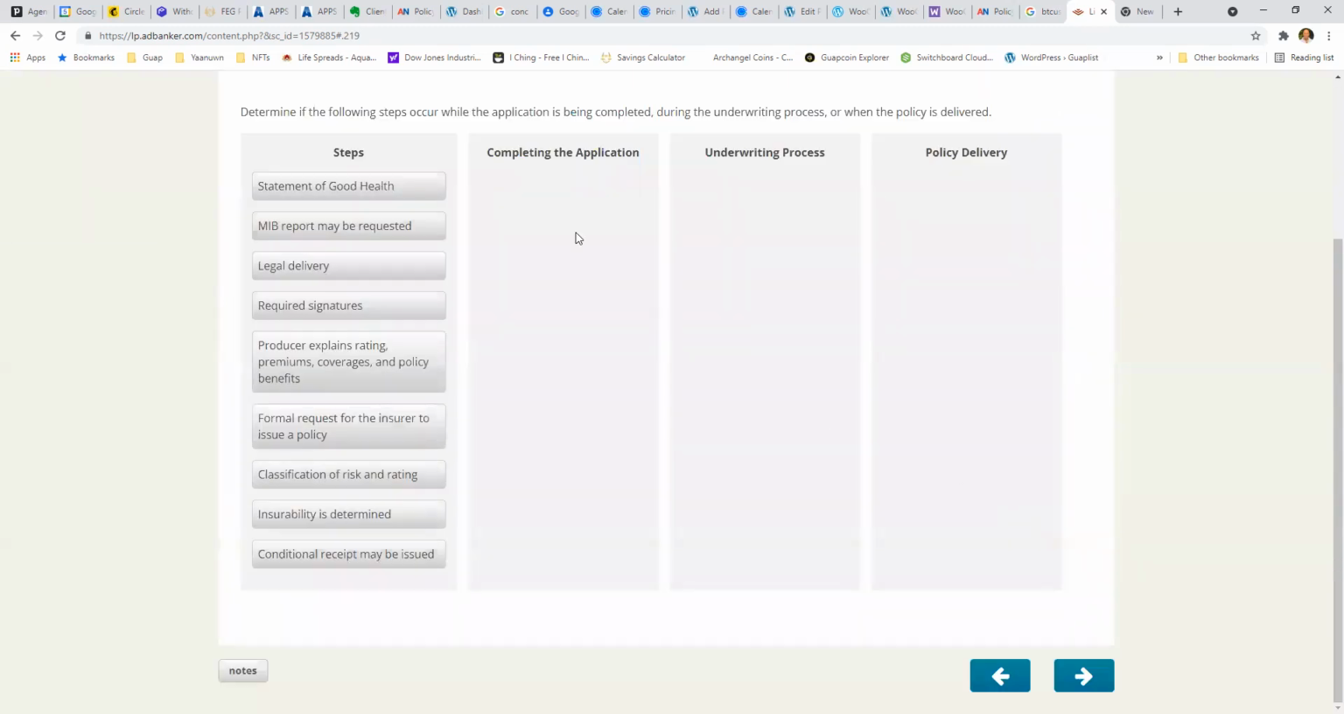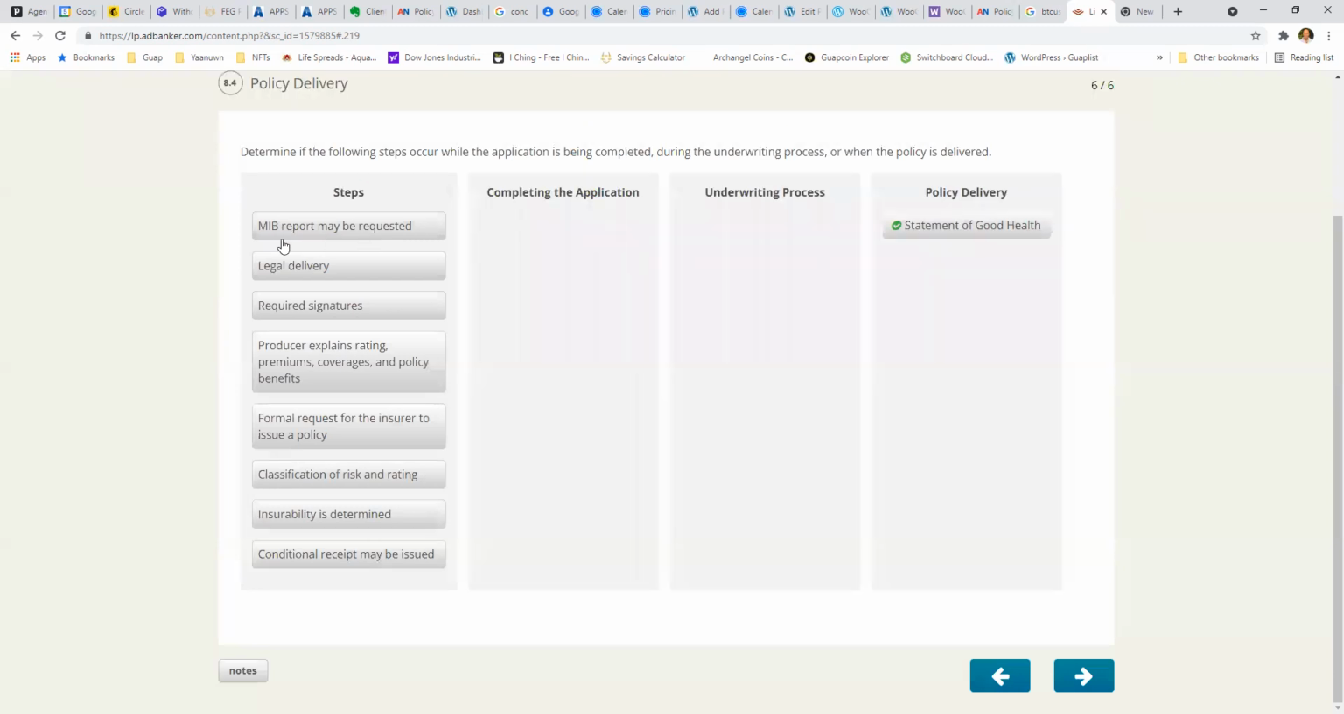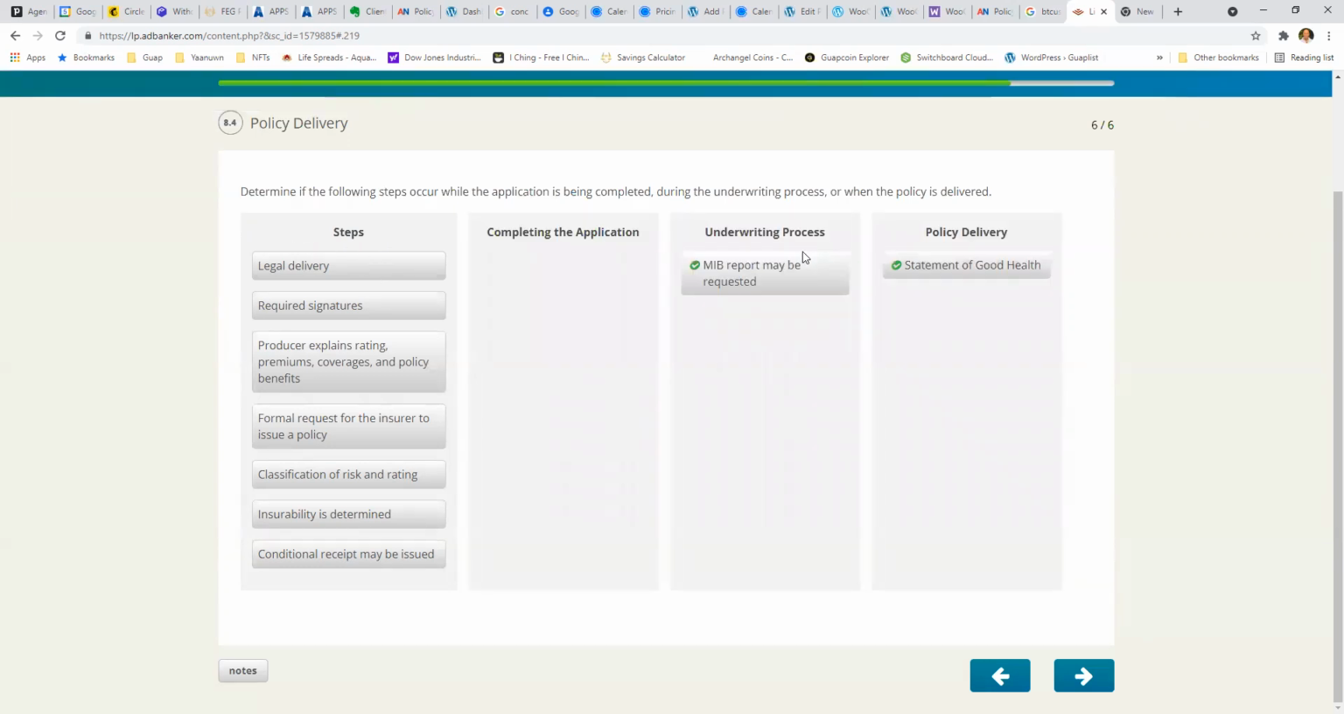Oh, this is fun. Determine if the following steps occur while the application is being completed, during the underwriting process, or when the policy is delivered. We just learned of this one, statement of good health. Completing the application. Nope. When it's delivered. That's right, policy delivery. The MIB report may be requested. Underwriting. Underwriting, that's right.